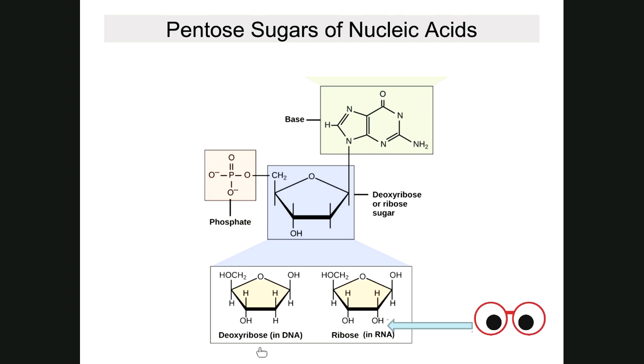So, recapitulation. I want everybody to write it down. DNA, what do we have in it? Write it down, everybody. We have adenine, thymine, cytosine, guanine, and the sugar is deoxyribose. RNA has adenine, uracil, cytosine, guanine, and ribose. And both of them have a phosphate group. Okay?